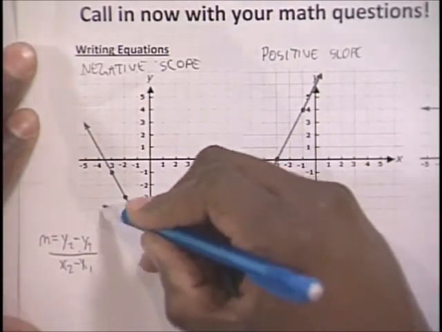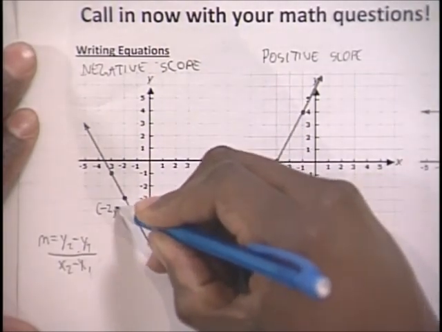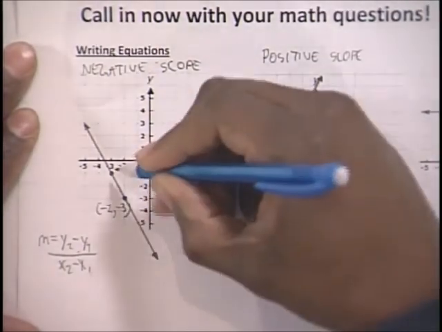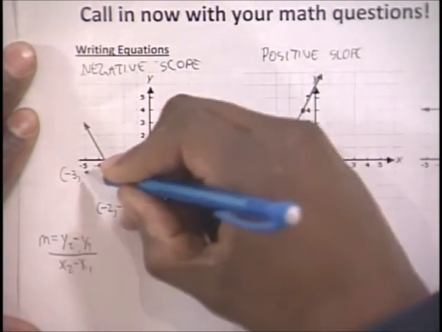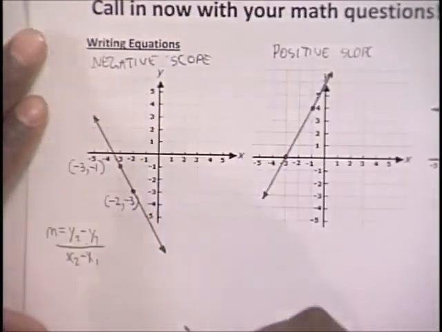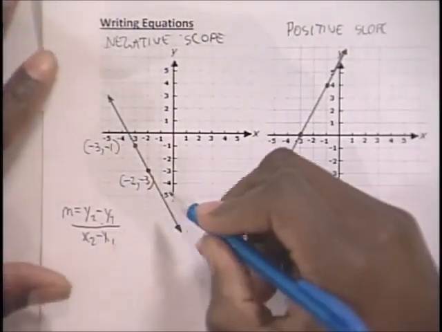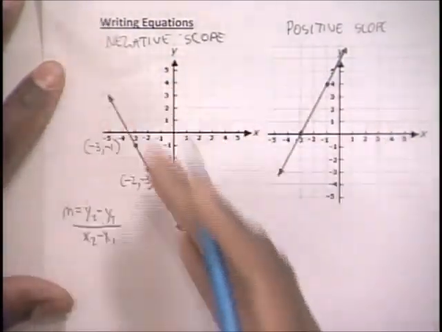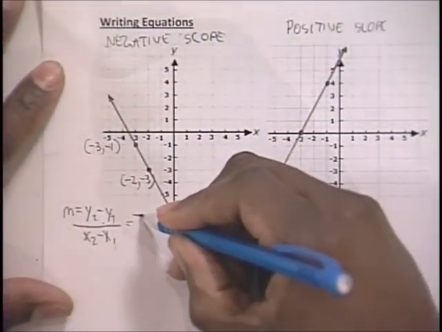All right, so this point is (-2, -3). That's what that point is. And this point is (-3, -1). All right? So now we not only have a point, but we have 2 points. So the slope has to be negative because it's going from left to right and it's falling. So the slope is negative.